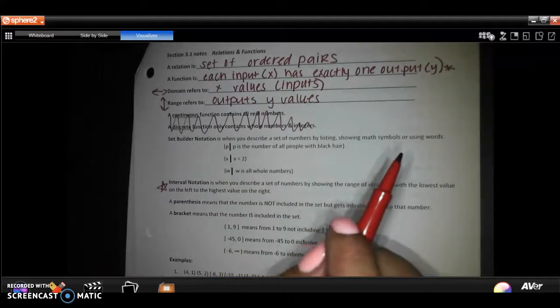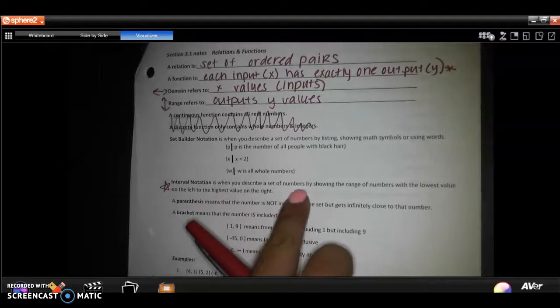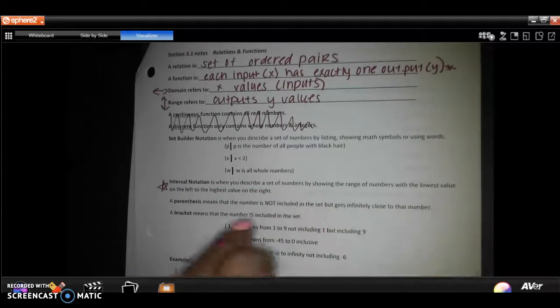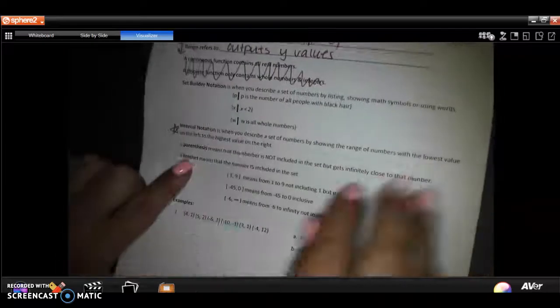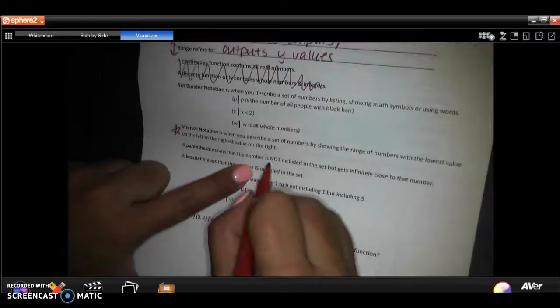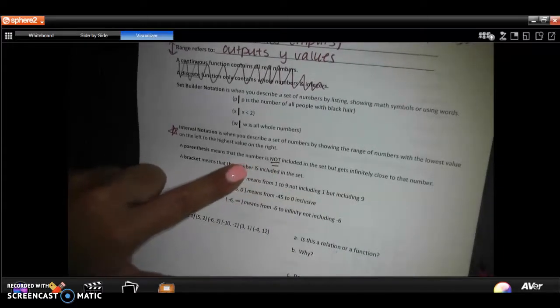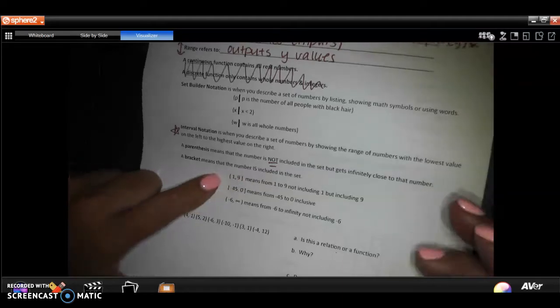Alright, a friendly reminder, interval notation is when you describe a set of numbers by showing the range of numbers with the lowest value to the left to the highest on the right. So we talked last chapter about the difference between a parentheses and a bracket. A parentheses means that number is not included in the set, but it gets super, super close to it. And a bracket means that number is included in the set, or it hits that number.